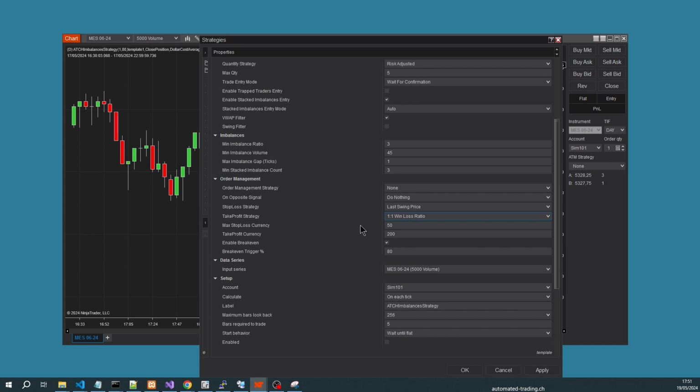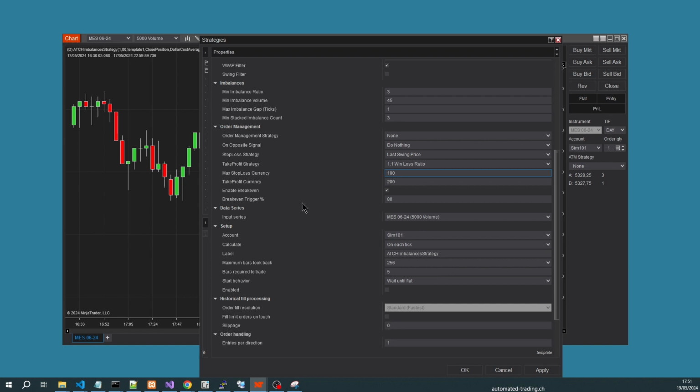So whenever you have an open position, the strategy will calculate the stop loss, and it will calculate the take profit level accordingly to the stop loss. I will put this back to 100.